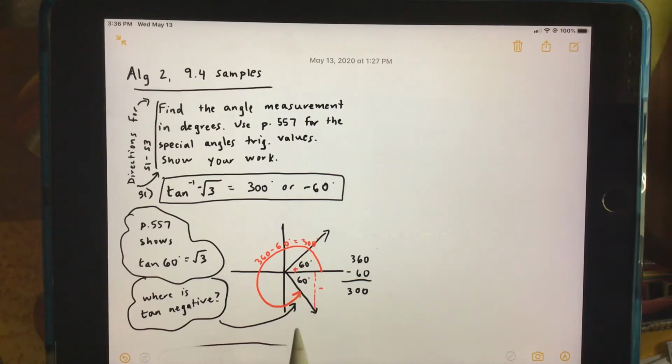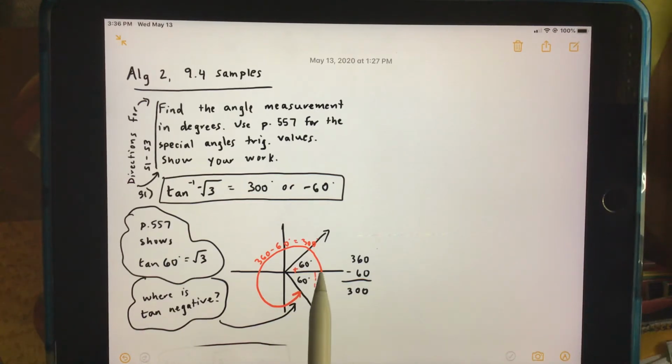Where tangent is negative will be down in quadrant 4, because tangent is opposite, in this case negative, over adjacent, which is positive, or our y over our x. Negative over positive, which is negative. So we see that tangent is negative in quadrant 4, so we'll need to open our angle from the x-axis 60 degrees, which we then can report our answer is negative 60 degrees, since when we are going clockwise from the x-axis, that's a negative value.